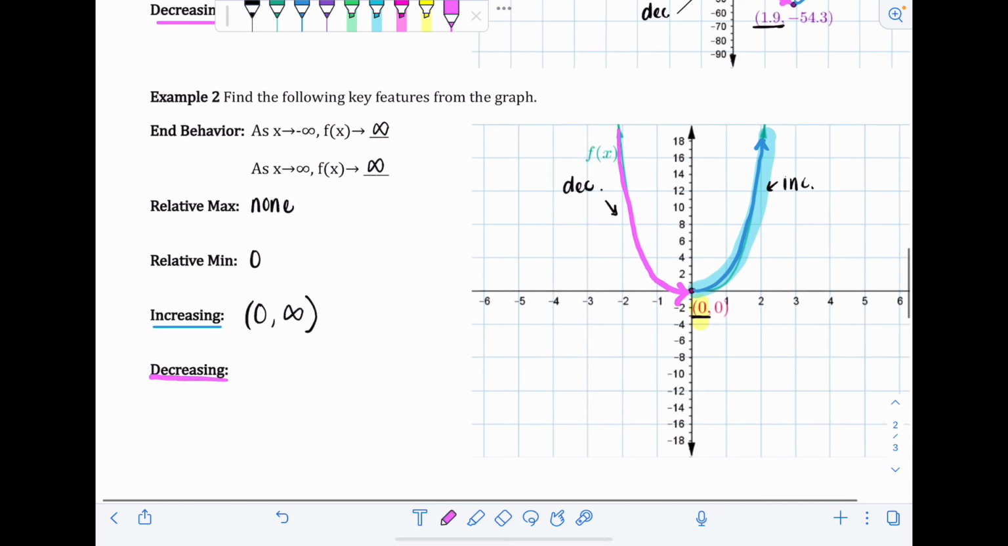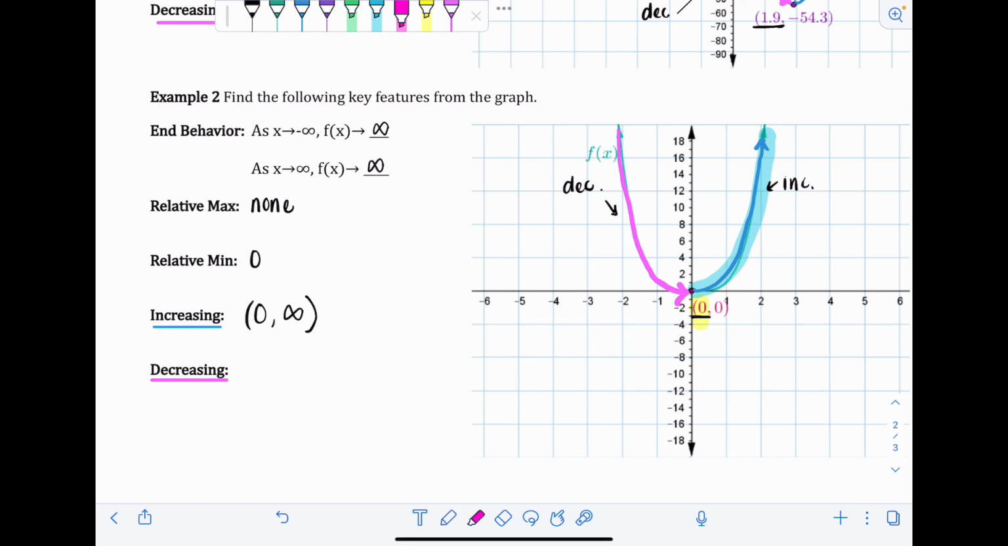And then for where it's decreasing, it is decreasing on the left side of the graph until we get to x equals 0. So everywhere to the left of x equals 0, that's negative infinity to 0. Parentheses around negative infinity, parentheses around 0 because 0 is neutral. And then that's it. So I know there's a bunch of different things to remember with increasing or decreasing. The main thing is that the x values of the points where we're changing direction are going to be a big part of your boundaries.